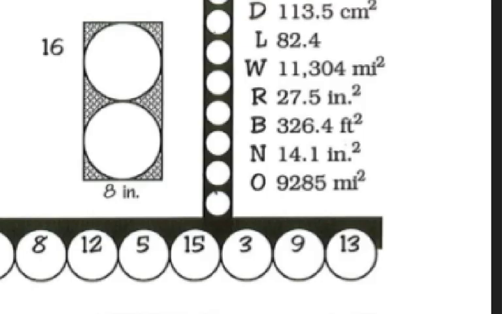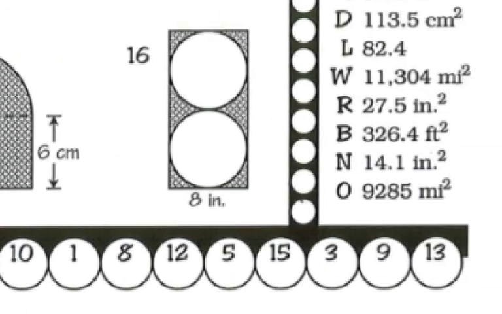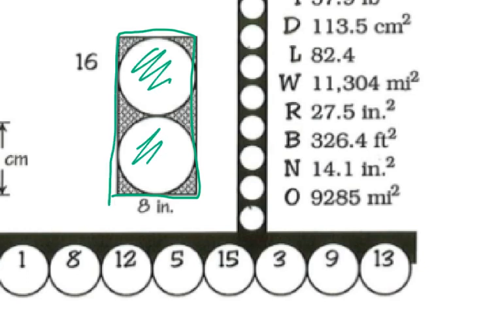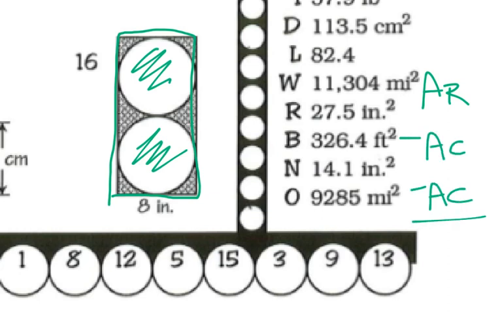Alright, number 16, they want you to tell them the area of the shaded region. That's what it asks you for. So it's talking about this amount over here, not the circles, but everything on the outside of the circles. So what we're really going to do is find the area of the rectangle, then find the area of each of the circles, and subtract them. So we find the area of the rectangle and subtract the area of the 2 circles, and that will give me the area of the shaded region.